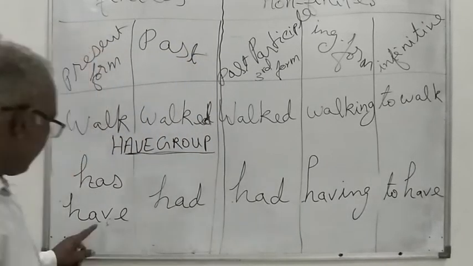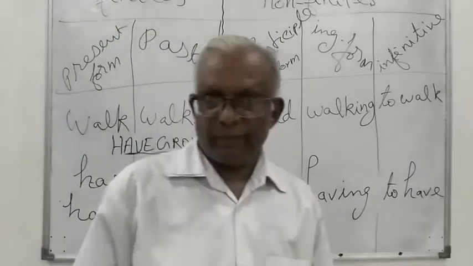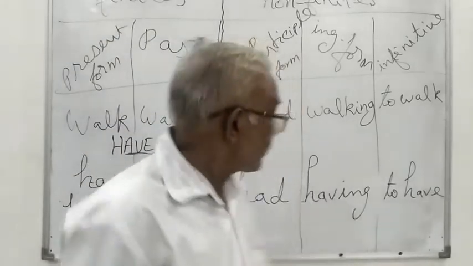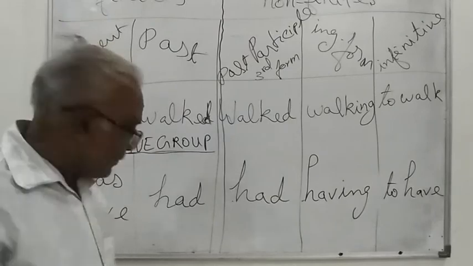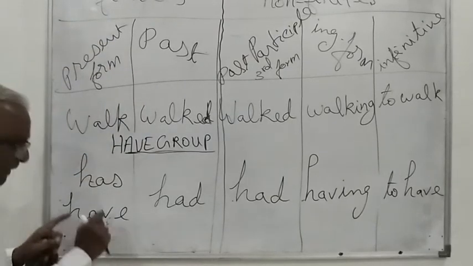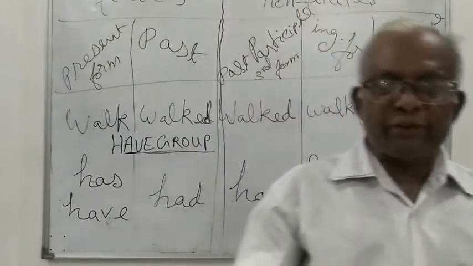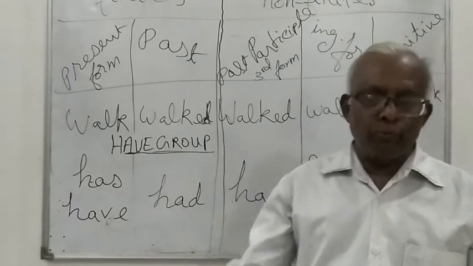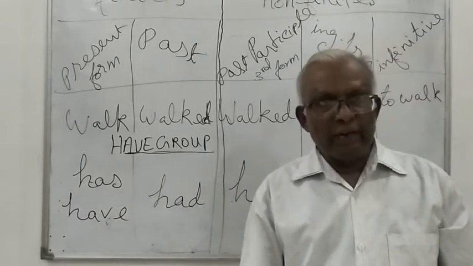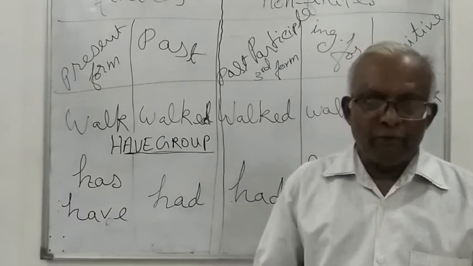Similarly, we have talked for the last 15 minutes. Have talked. Talked here is the past participle. And it is made into a perfect tense with the help of the word have. And this is how a perfect tense is made. So that is called have group verbs. Now we are left with one more group of helping verbs.